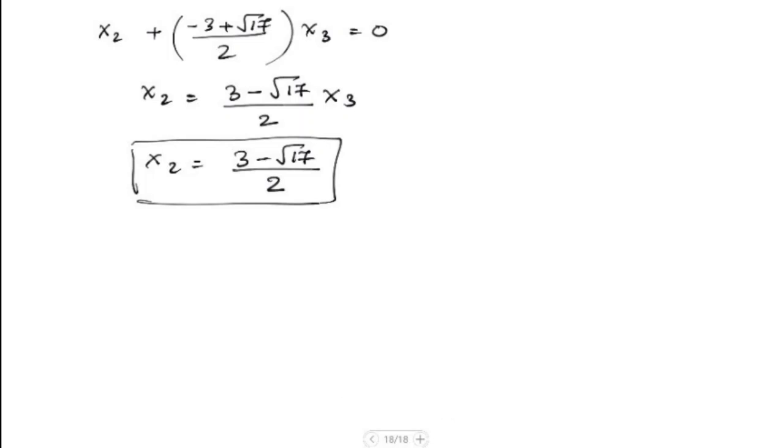And therefore the solution vector x for the second eigenvalue will be x1 is (3 plus root 17) divided by 2, and then we have (3 minus root 17) divided by 2, and x3 is 1.